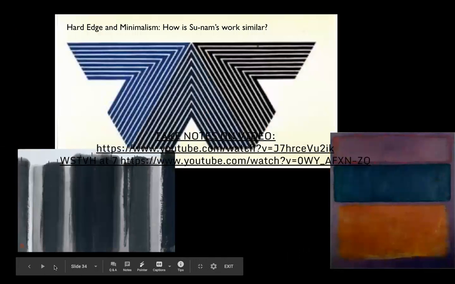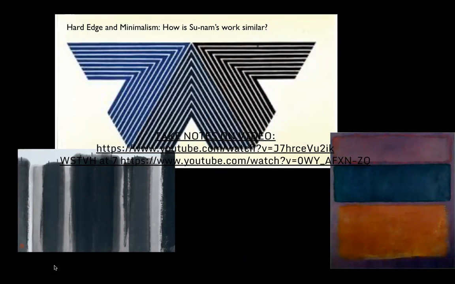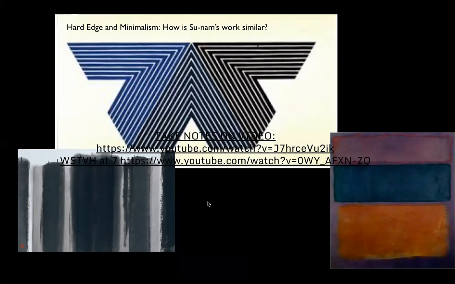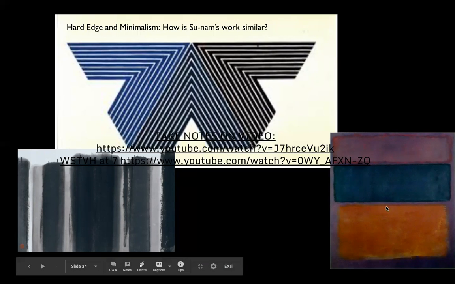His style is very similar to what we would consider to be minimalism. And so here we have a Stella and a Rothko, and you can see how they have elements of the ethereal quality of the brushwork and the layering of Rothko, and then the precision of some of these hard-edge paintings.